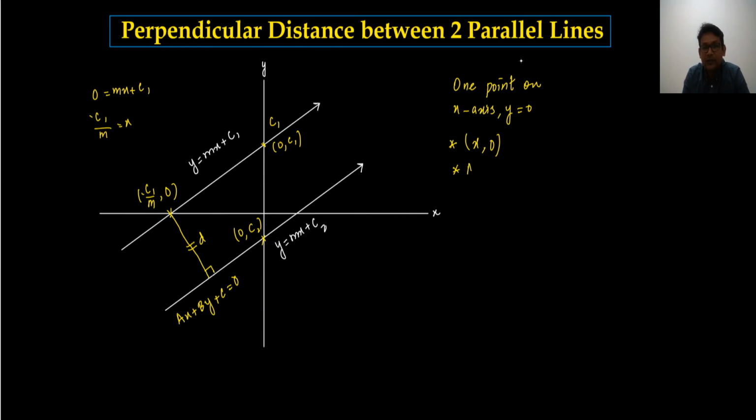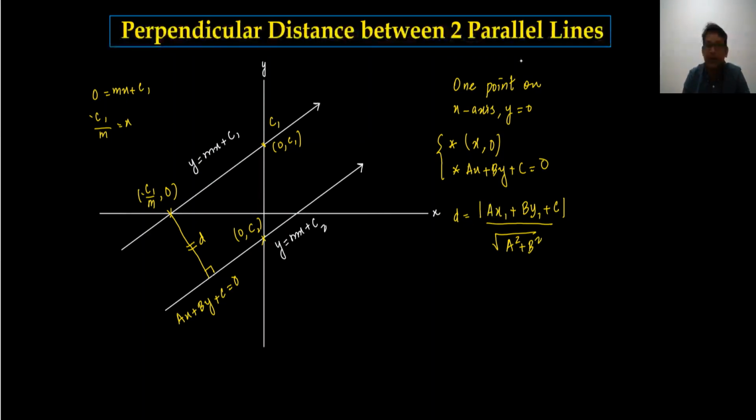The equation is ax plus by plus c equals 0. Now we use the same formula, the distance between a point and a line. What's the formula? The formula is the modulus of a x1 plus b y1 plus c, divided by the square root of a squared plus b squared. So we use the same formula to find the distance between two parallel lines.